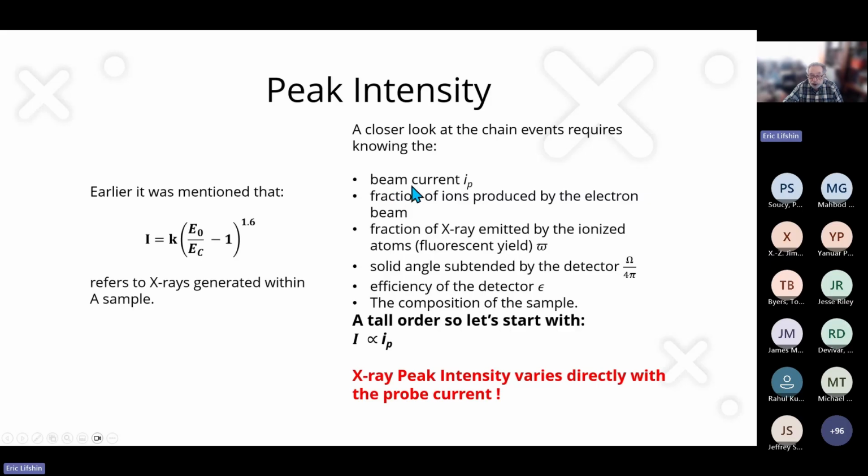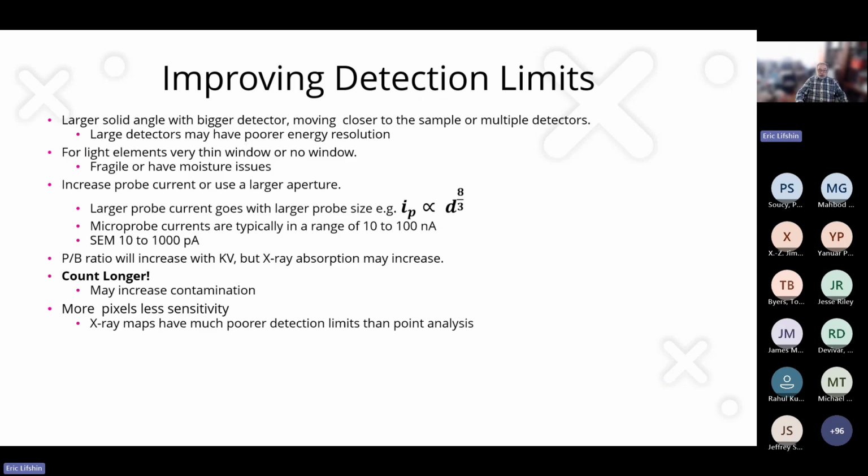We've got some great Schottky and FEG sources now. But you're also limited, as I said, by the fraction of atoms that you actually ionize that leads to X-ray emission. The solid angle of your detector is important. The efficiency of the detector is important. So all of these things can affect your response. If you want to improve detection limits, then you may want to go to a large detector, but that may decrease your resolution. For light elements, that's great. We can go to thin windows, we've got silicon nitride, but they can be fragile and there are moisture issues.